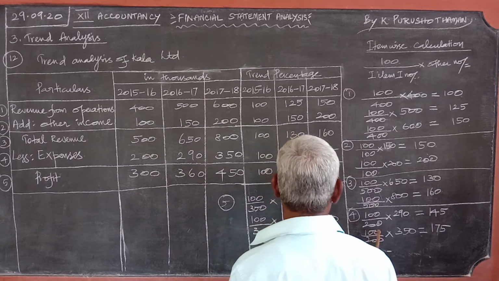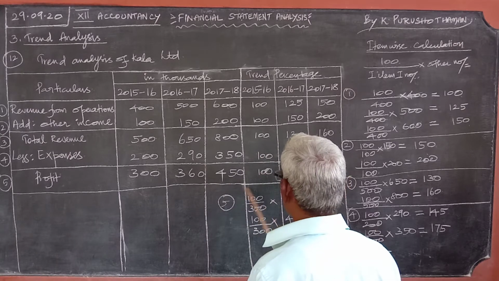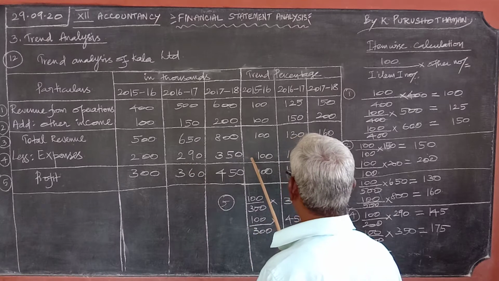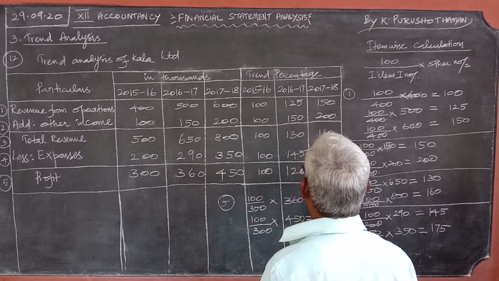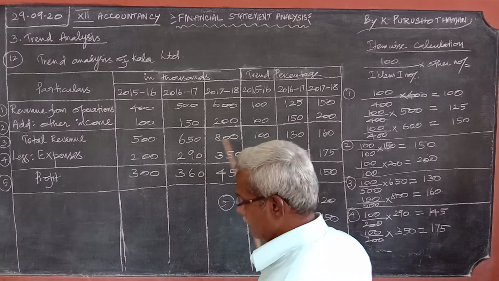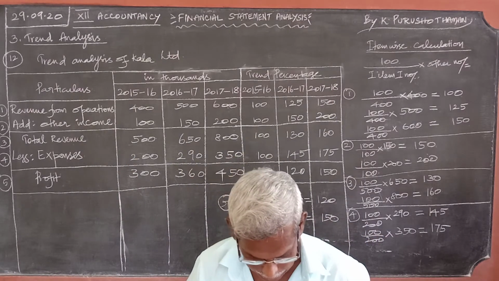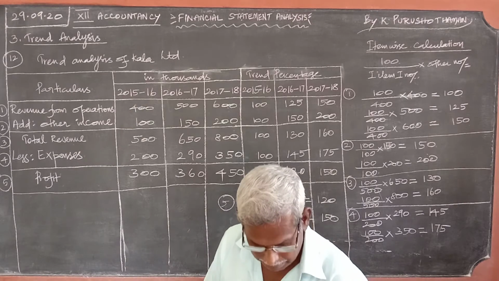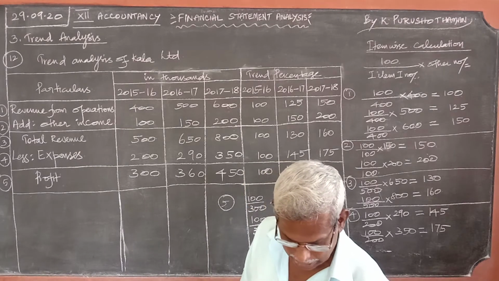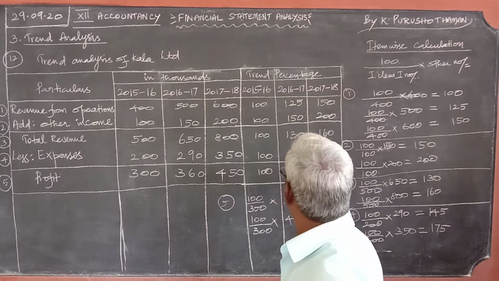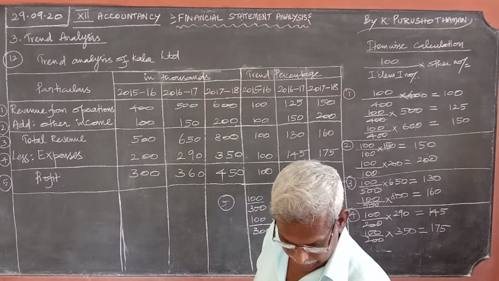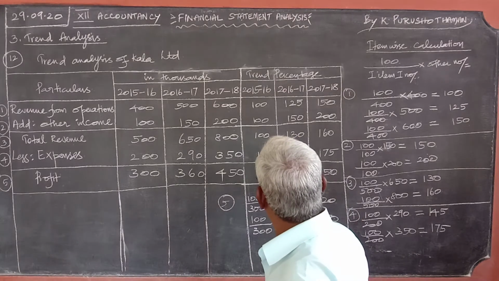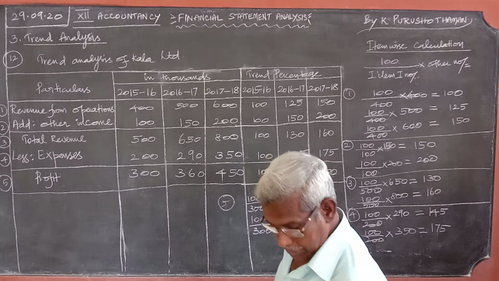100 by 300 into 360 for the second year. 100 by 300 into 450 for the third year. And if you write all these things, this is the trend percentage. You should bear in mind, remember the formula and be thorough with that. Once you are learning all the three methods, you should remember that the percentages are given here, and you should understand and do.